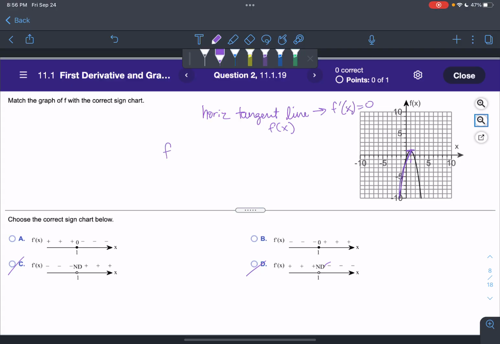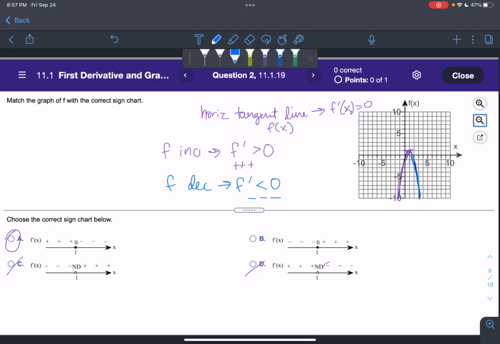So when f is increasing, right, that means my f prime is positive, or is it negative? It will be positive, and so that means plus, plus, plus, right? And so it looks like it's going to be A, but we can verify quickly. To the right of 1, it looks like we're going to decrease. So when f decreases, that means my derivative is negative, or minus, minus, minus. So that's why A is the answer for this one.